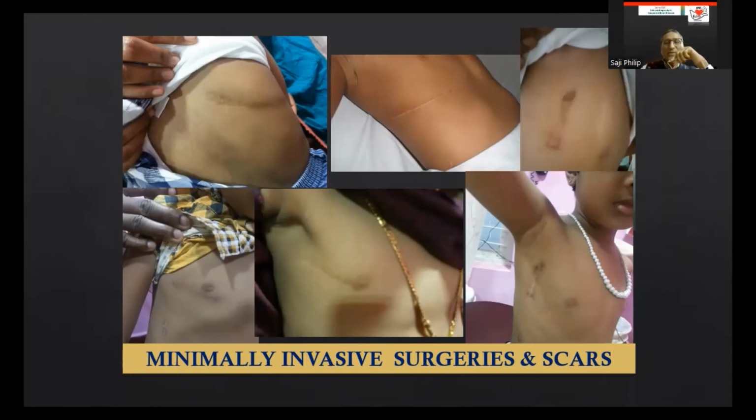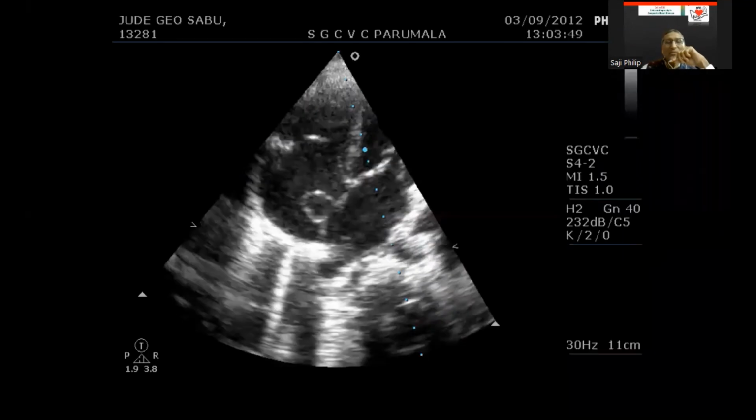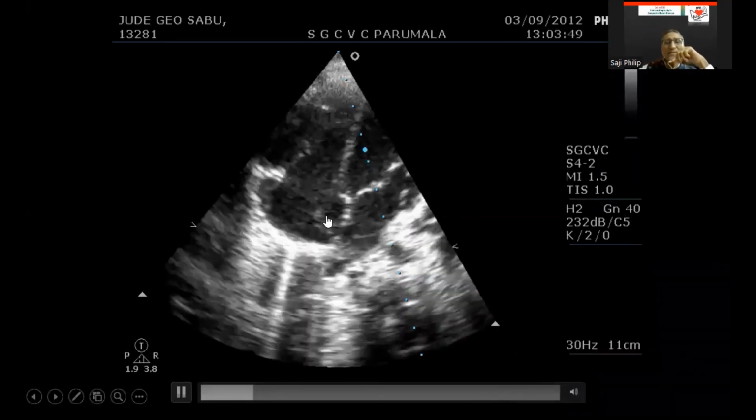So surgeons are well competent. And if it is a large ASD and if it is risky, consider your child as your own child. Aneurysmal ASD, sometimes we see, nothing to worry.